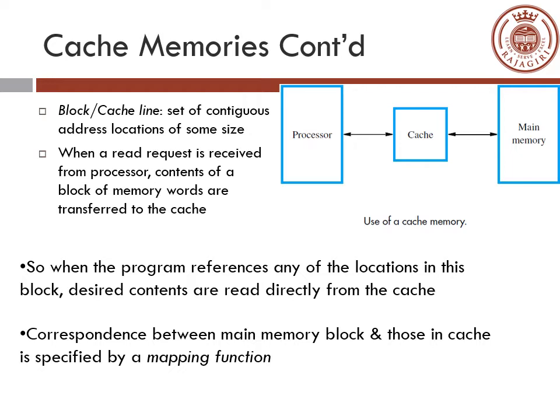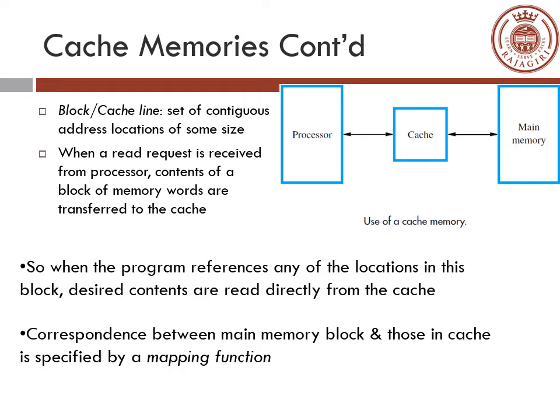Okay, so when the processor gives a read or write request, the contents of the block of words are transferred to the cache. Now, when you bring data from the main memory to the cache and do the updations, it should get updated both in the main memory and the cache memory. We will be seeing different techniques related to that.